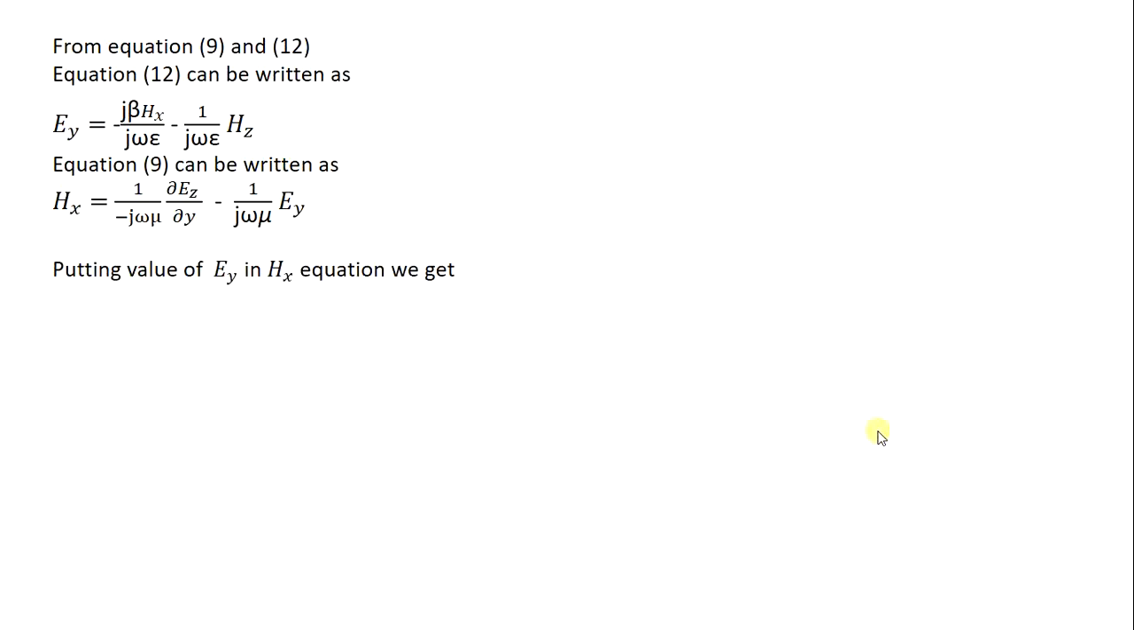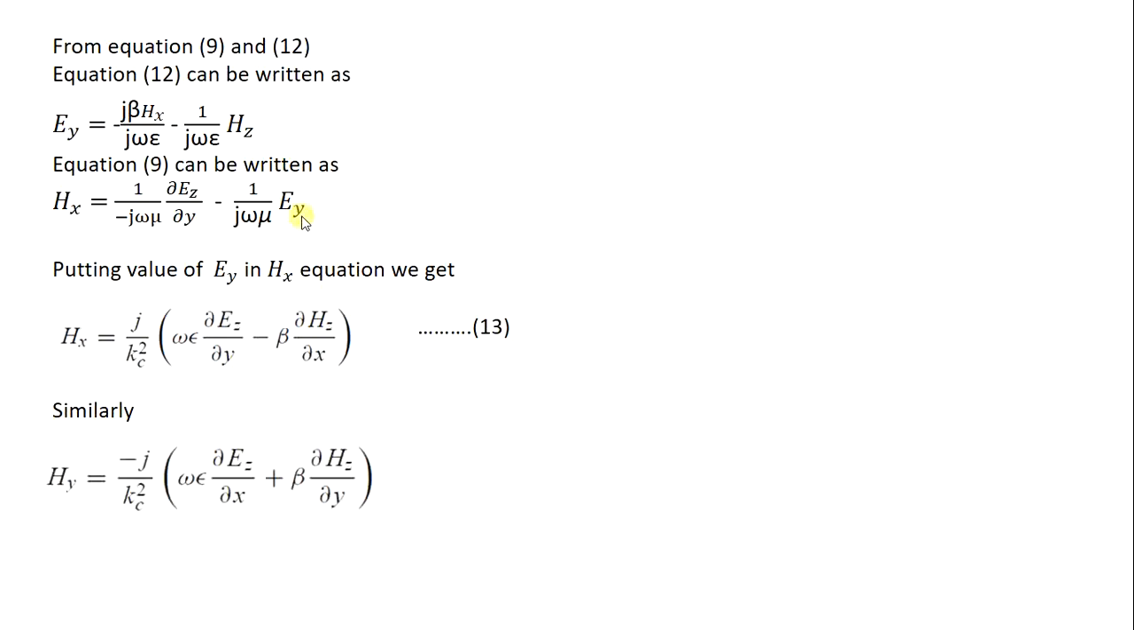Putting this value of Ey in the equation of Hx, we get Hx equal to j upon kc square times ωε ∂Ez/∂y minus β ∂Hz/∂x. Similarly, if we go on continuing for all the equations, we get Hy equal to minus j divided by kc square times ωε ∂Ez/∂x plus β ∂Hz/∂y.